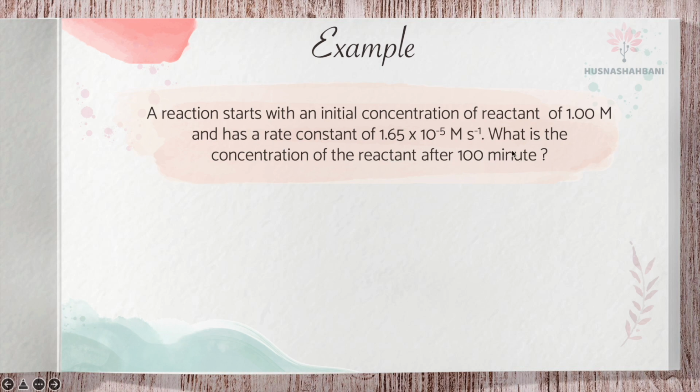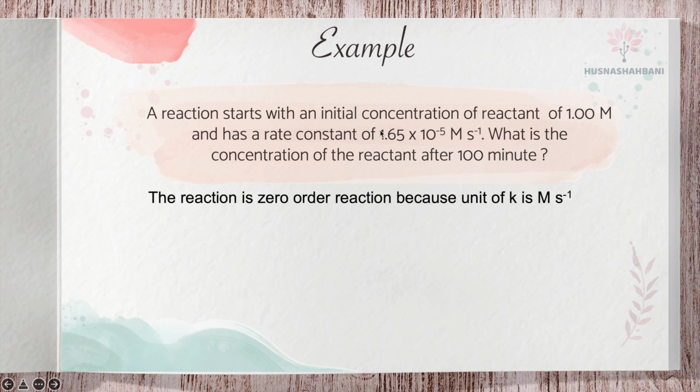Given time 100 minutes, but if you look at this rate constant, it is in seconds. So you have to change this minute into second first. And from this K value, you can determine the order of reaction by looking at the unit. Molar per second is a zero order reaction. So when you know that this is a zero order reaction, you can use the zero order reaction equation.